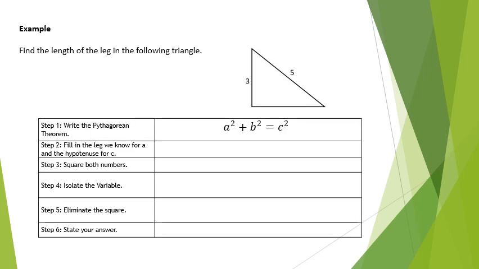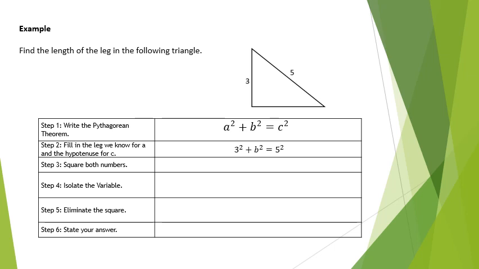So we're going to follow through the table that I gave you that has all the steps written on it, and we're going to find the length of the other leg. So step 1 is write the Pythagorean theorem, a squared plus b squared equals c squared. Step 2 is fill in the legs that we know, the leg that we know for A and the hypotenuse for C. So the leg that we know is 3, so that goes in for A. So we get 3 squared plus b squared, because we don't know the other leg, so it's still b, equals 5 squared, which is our hypotenuse squared.